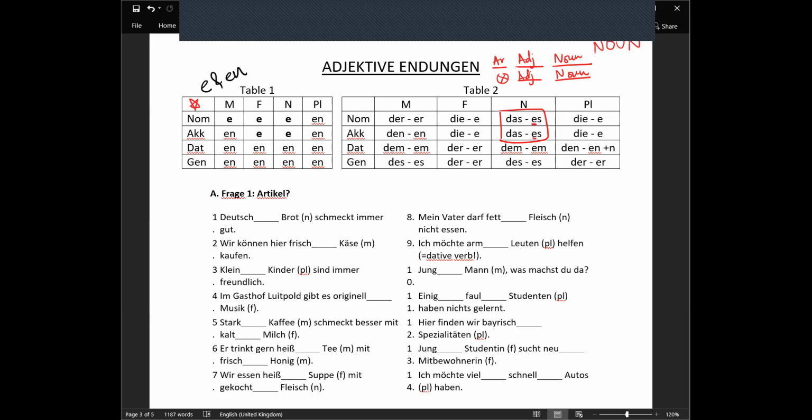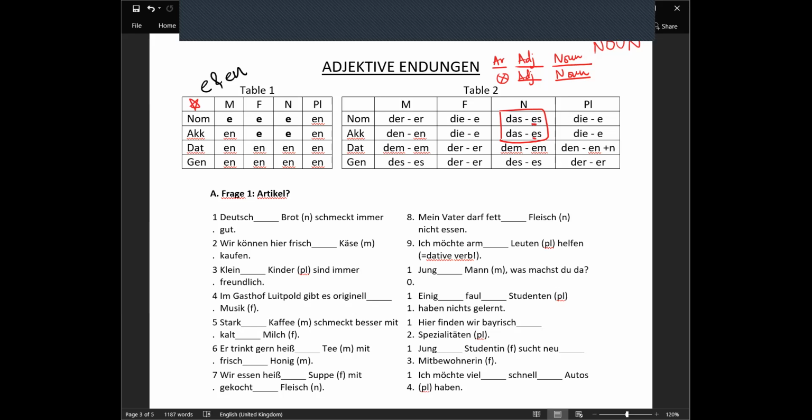So what I'll do is that I'll solve the first 7 sentences and then you can solve the next 7. Okay, so what is the question for me here in this first exercise? Whether we have an article in these sentences or not. I'll read the first sentence. Deutsch Brot schmeckt immer gut. No article, which means now the adjective has to take the responsibility of being the article.